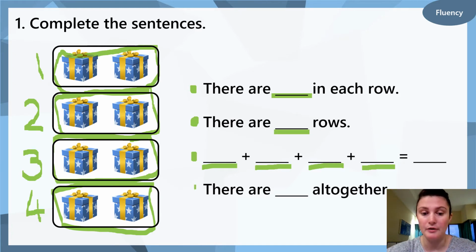Okay, and lastly, we're going to write our sentence. There are ___ all together. Can you remember what all together means? We need to find out how many there are in the whole thing and write it on the line. You can pause your video now while you complete this question.